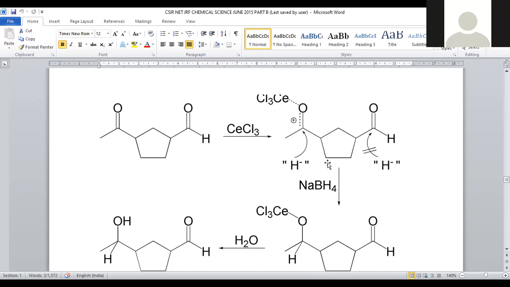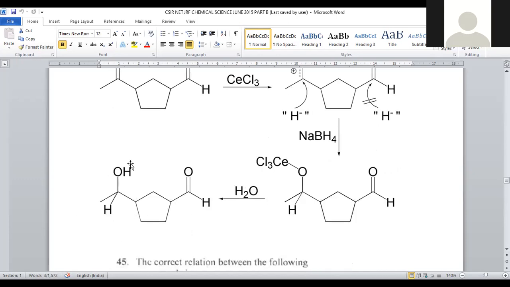Sodium borohydride selectively binds with the ketone rather than the aldehyde. In general, the ketone is highly occupied, so the aldehyde is freely available and will be reduced. But here is the chemoselective reaction with cerium trichloride. Sodium borohydride selectively reduces ketone rather than aldehyde in the presence of cerium trichloride. This is called a Luche reduction.